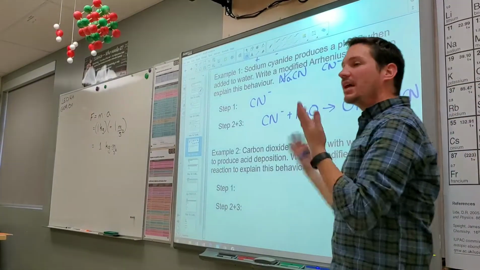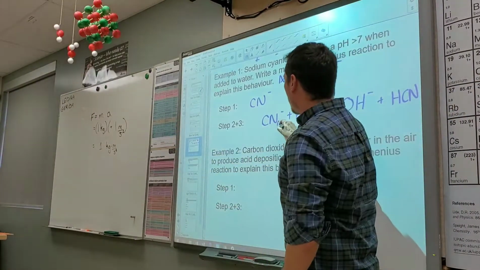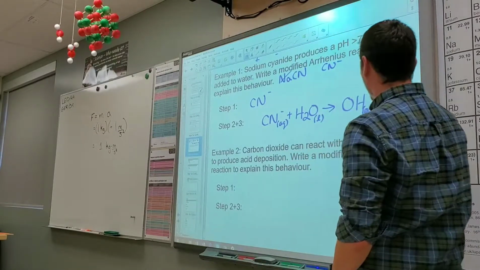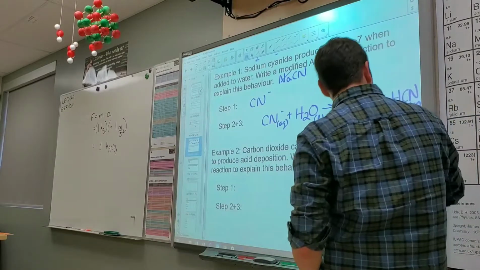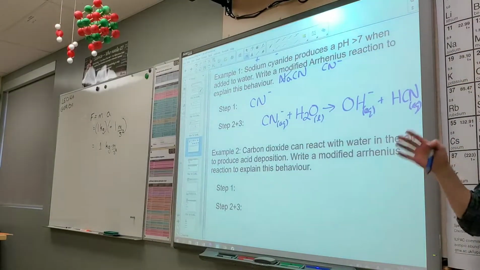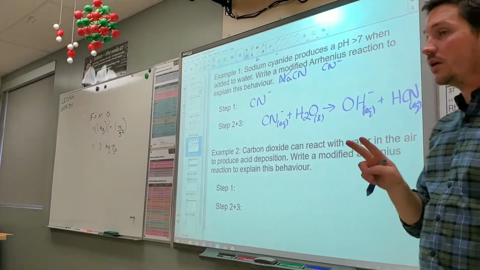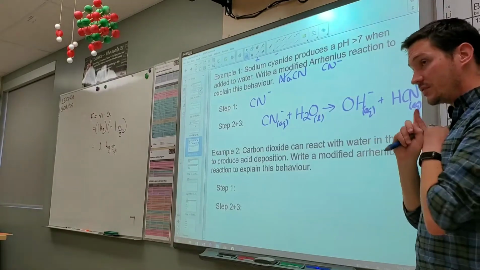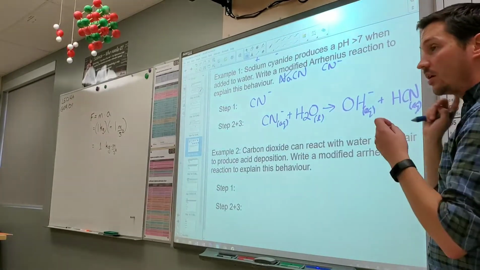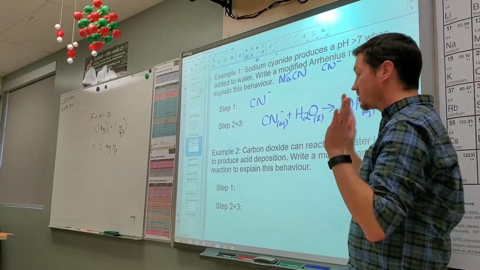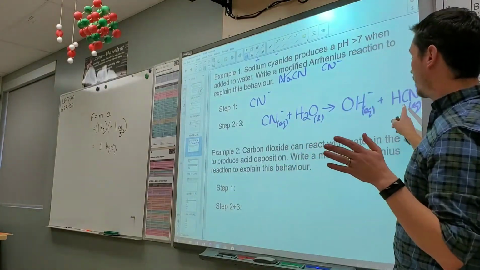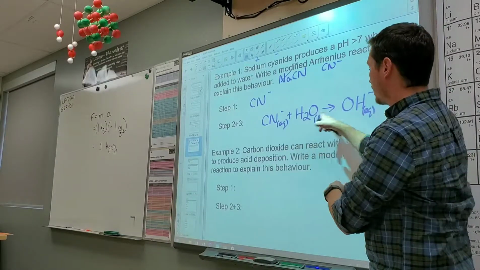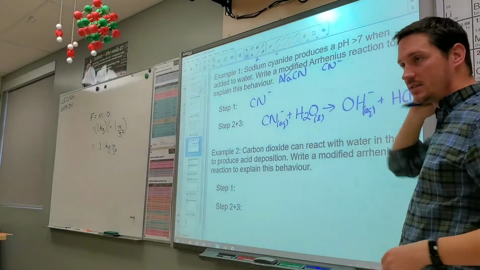Okay, some stuff's missing here. I should include states of matter, because all proper chemical reactions should have states of matter. And we should always have our 2 laws. What are our 2 laws for chemical reactions? Wim, give me one. Conservation of charge, and what else? Conservation of mass. So let's look at this. I have one carbon, one nitrogen, 2 hydrogens, and 1 oxygen. So conservation of mass is upheld.